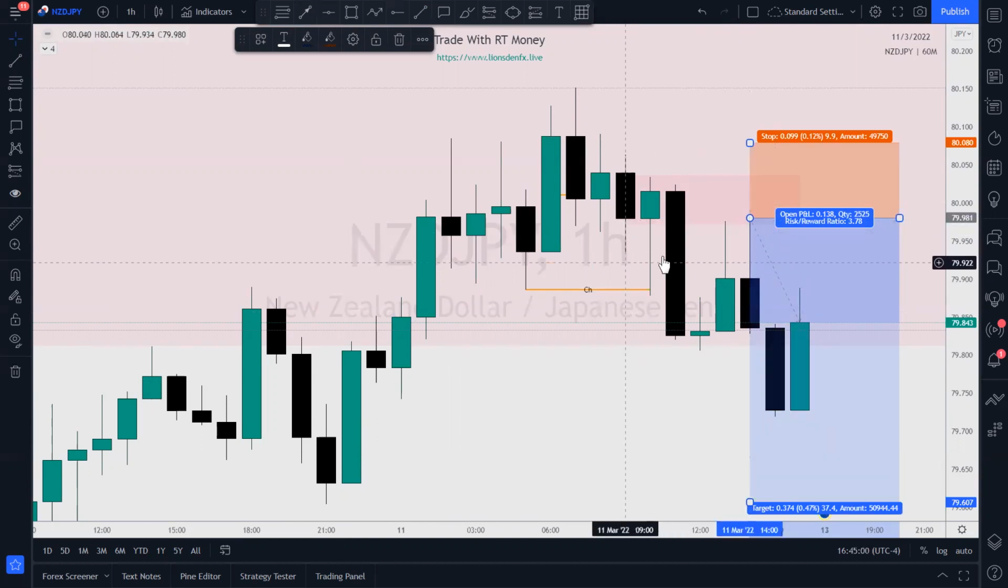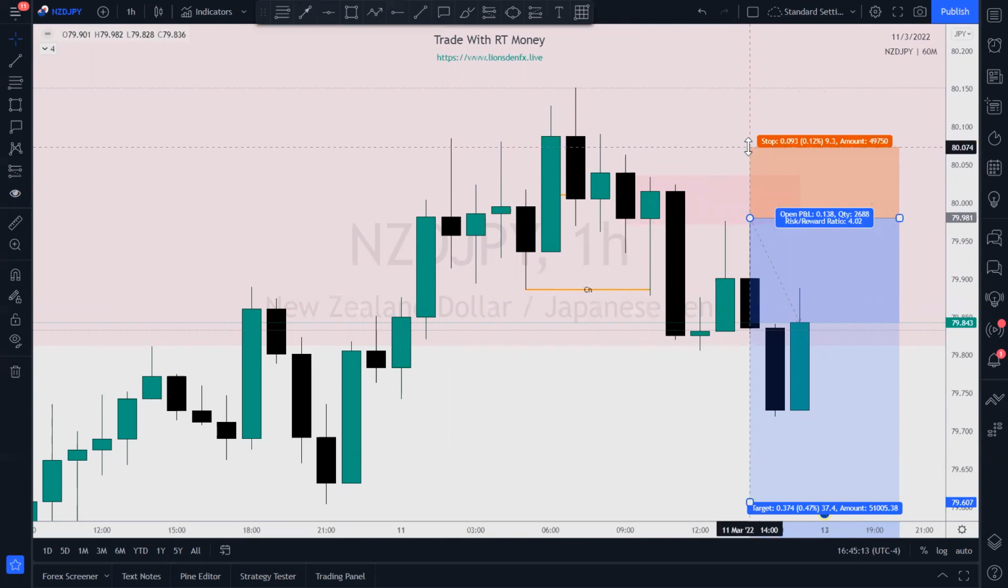We have a break of the CHoCH line, the low here. You wait until price comes back to it. It comes back, and this is where you enter. Your stop loss is safe because the idea is that this is a protected price point when you're using order blocks. And that's it. You wait for that.